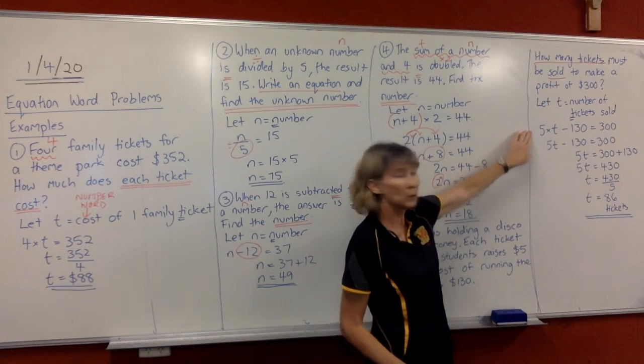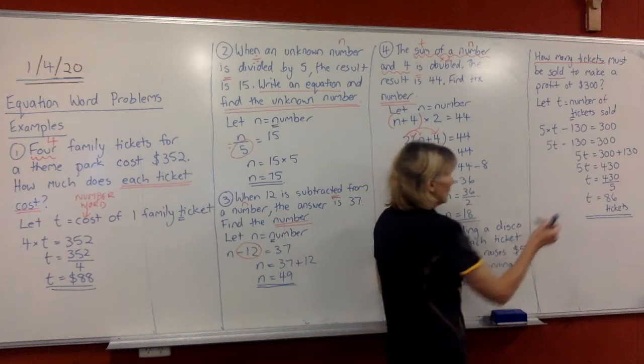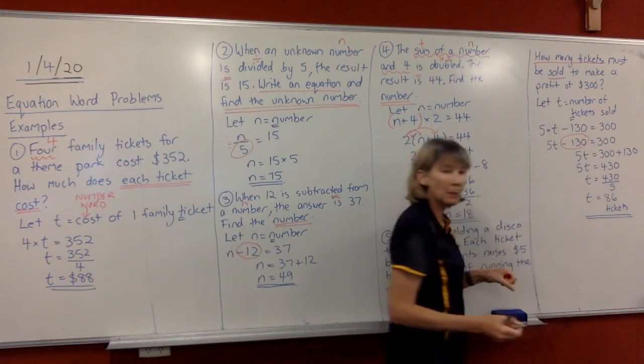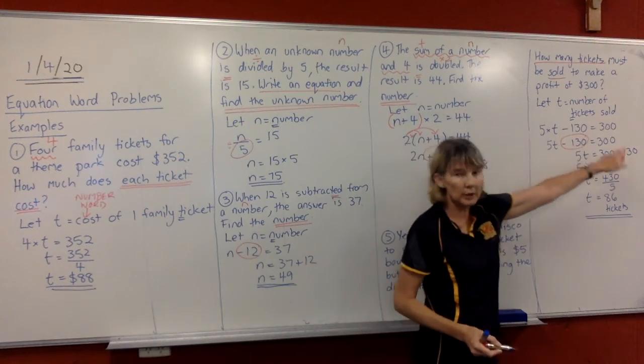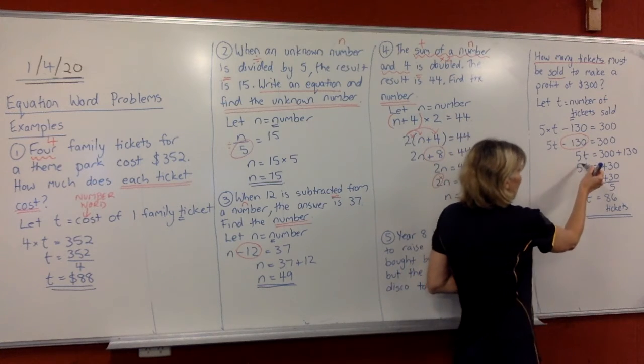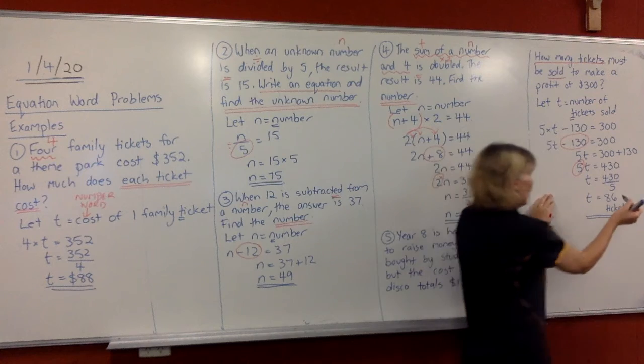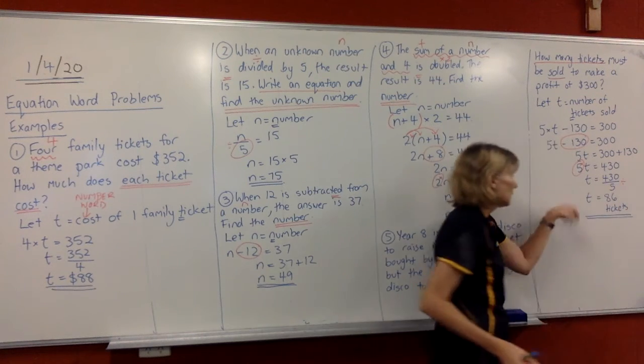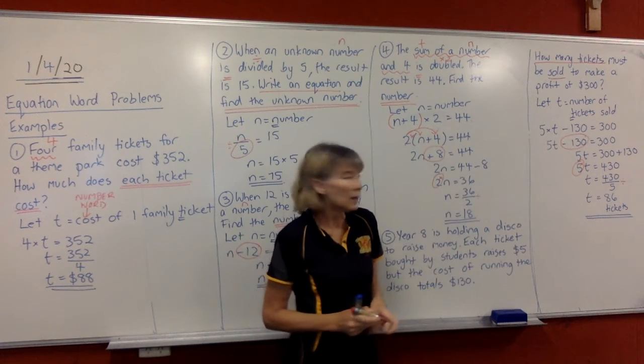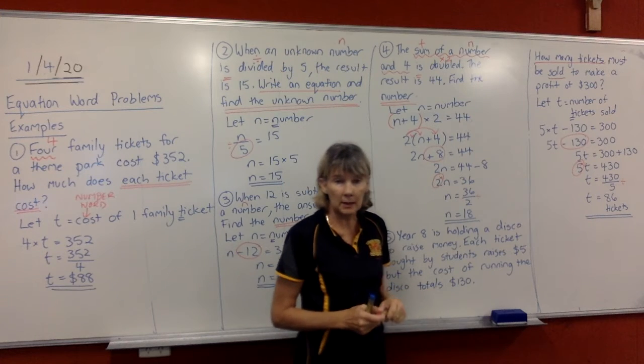So we now have our equation. We're going to solve it. Get rid of your minus 130 by adding 130 to the other side. Get rid of your times 5 by dividing by 5 on the other side. And put it in your fraction key. You end up with 86 tickets.